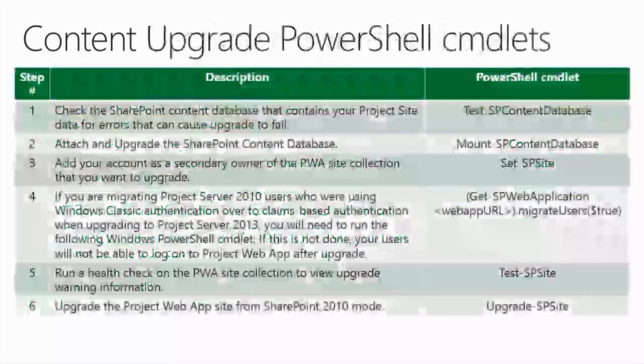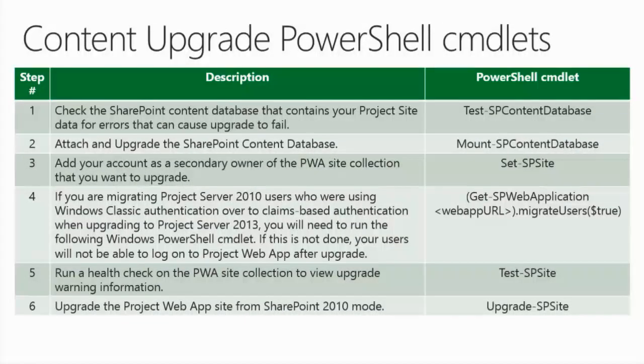So every one of these is represented by a PowerShell commandlet. I've left the steps on the left-hand side with a description, and the corresponding PowerShell commandlet on the right-hand side. The first one is you're going to test your SharePoint content database. Notice the verb-noun order. We talked about the commandlets here. And you would mount your SharePoint content database, and you would set your SharePoint site. Then you would get your web application, test your SharePoint site, and then upgrade the SharePoint site. So it tracks pretty regularly from one to the other.